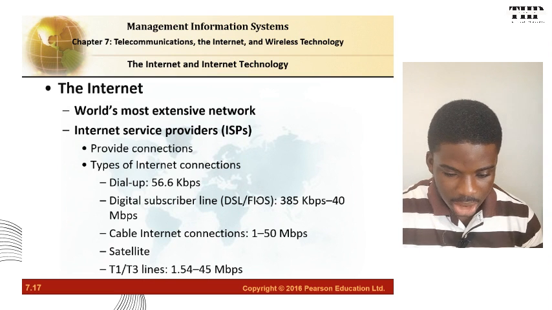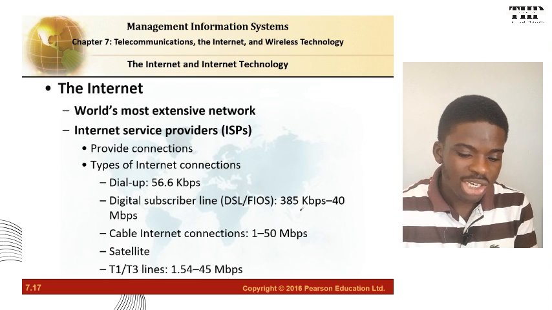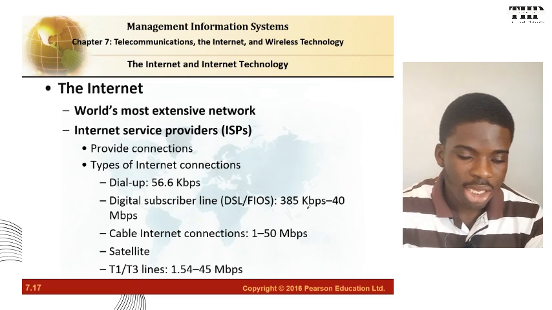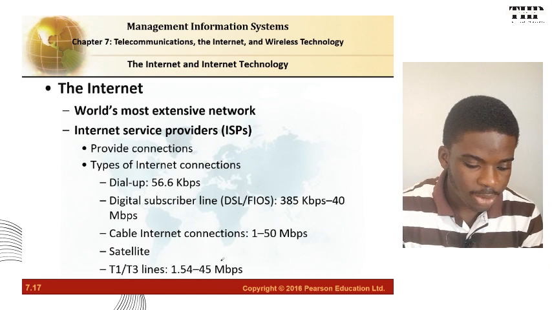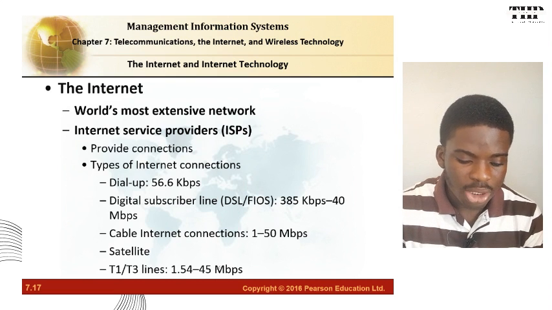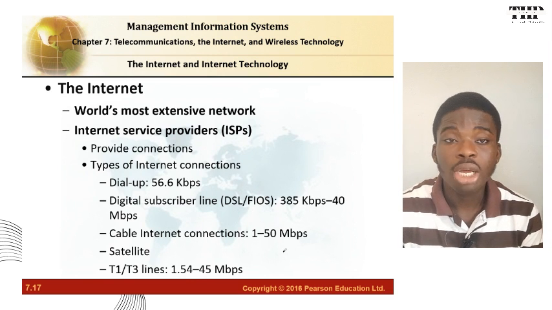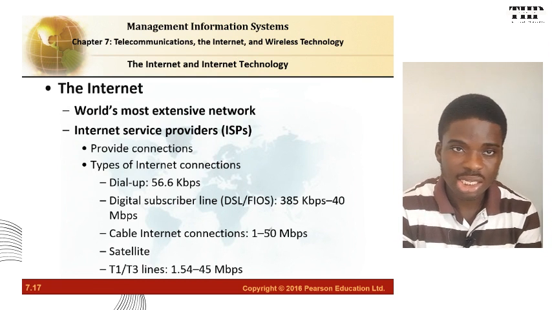Then the digital subscriber line, which is better than the dial-up, has a range between 10 and 85 kilobits per second up to 40 megabits per second. So that's better. Then you move to the cable, which ranges between 1 and 50 megabits per second. The satellites do 1.54 to 45 megabits per second. So the one with the largest range is what? The cable internet connections, which is 1 to 50 megabits per second. Those are the different sources of internet connections and the speeds that they deal with, right?